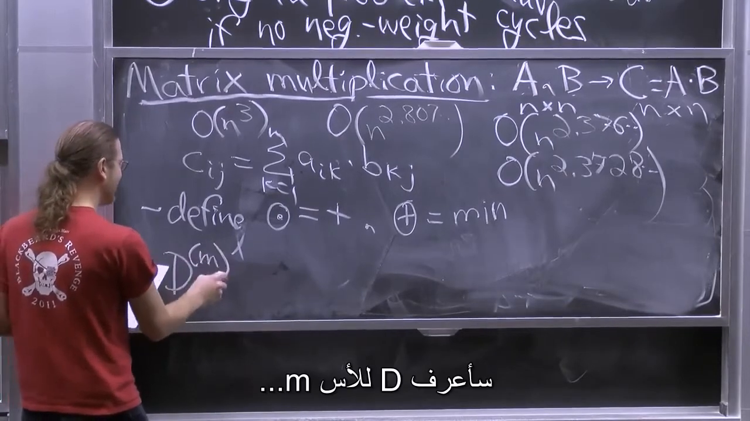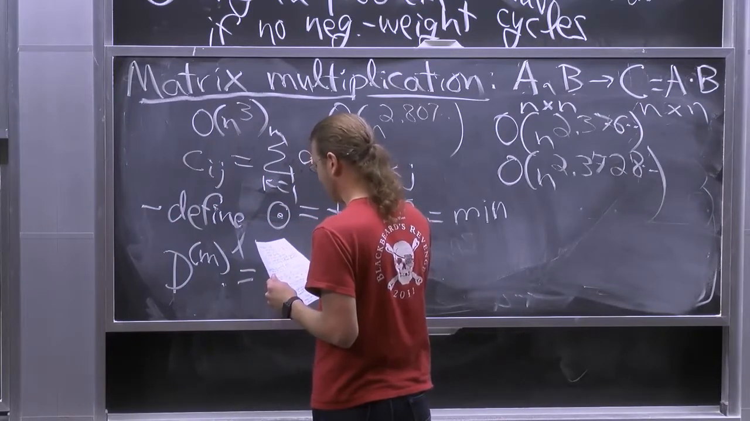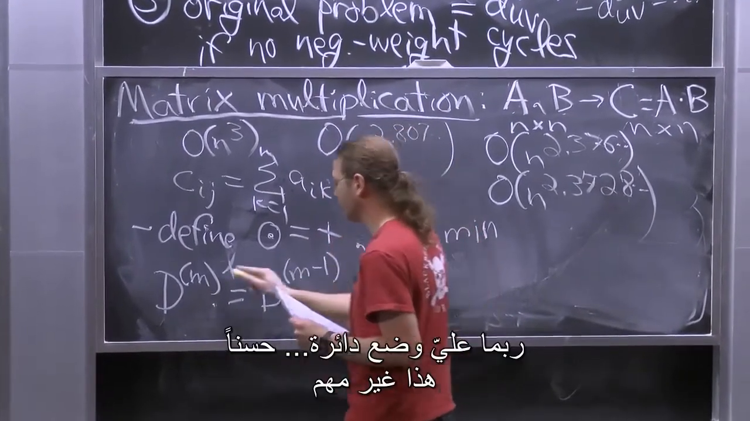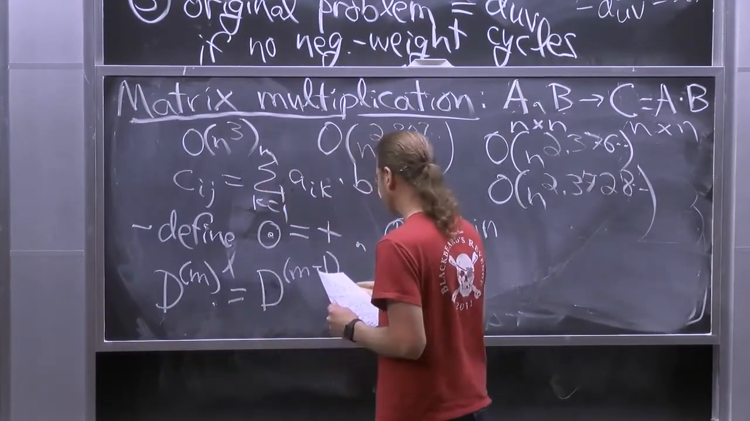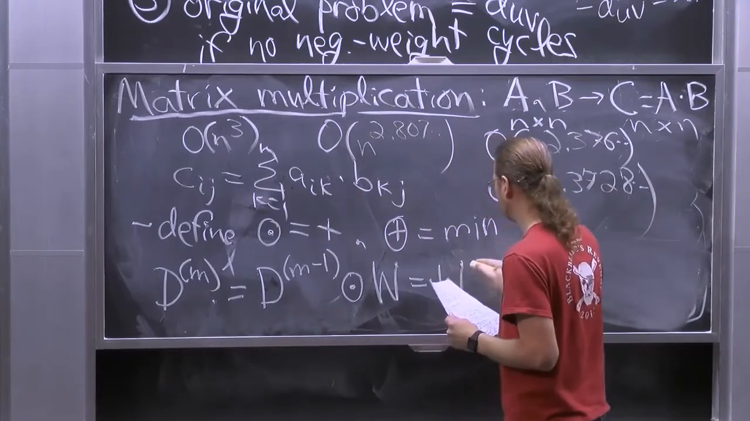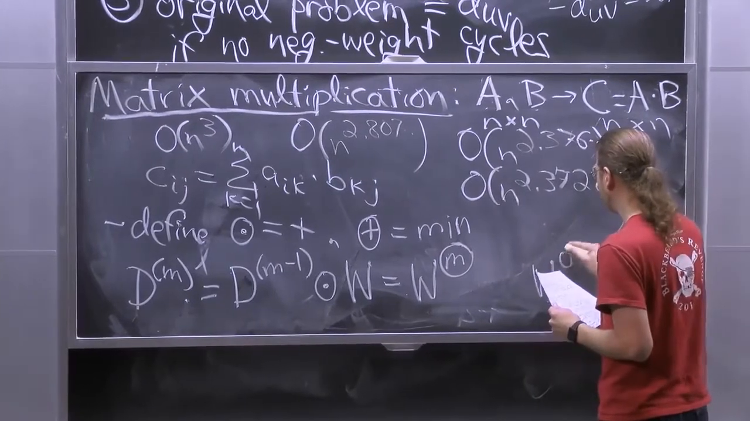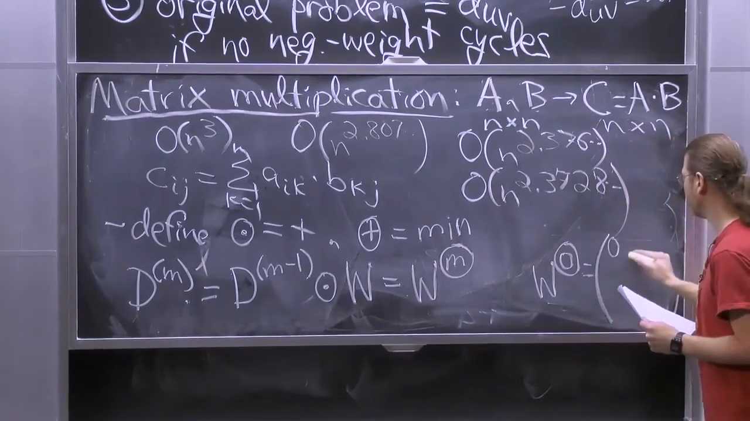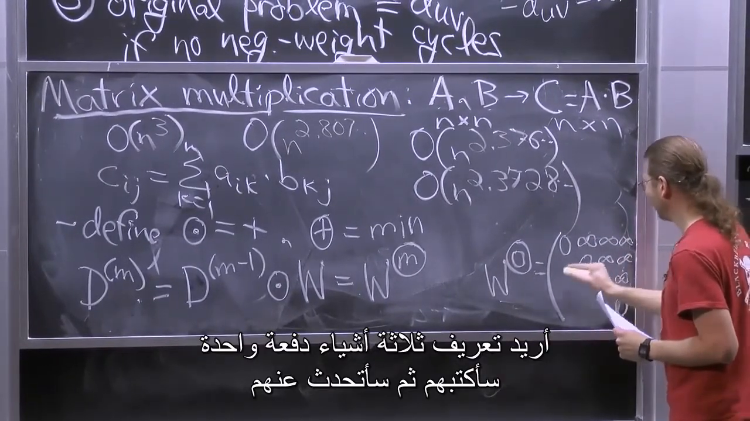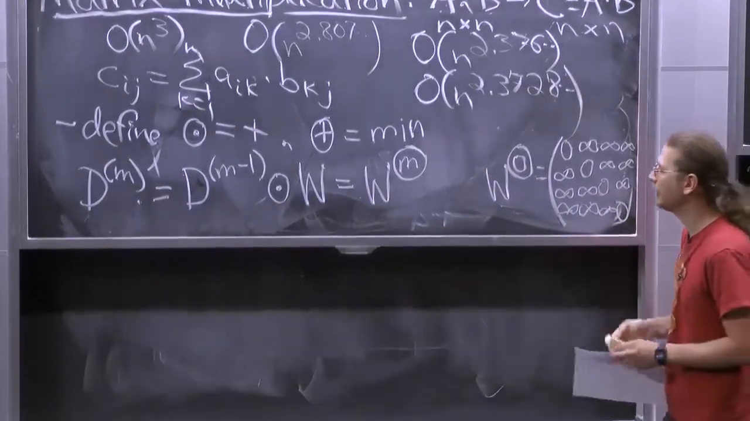I'm going to define d to the mth power. I should probably circle, yeah, whatever. Slightly different. Okay, I want to define like three things at once. So let me write them down and then talk about them. So many infinities. All right.